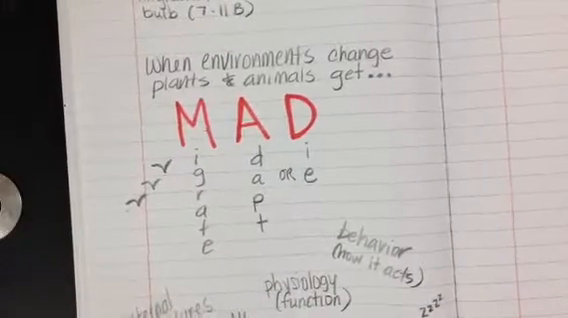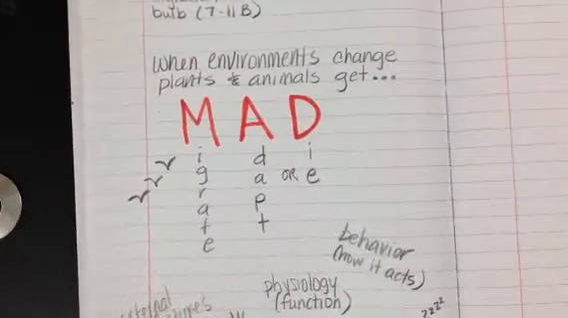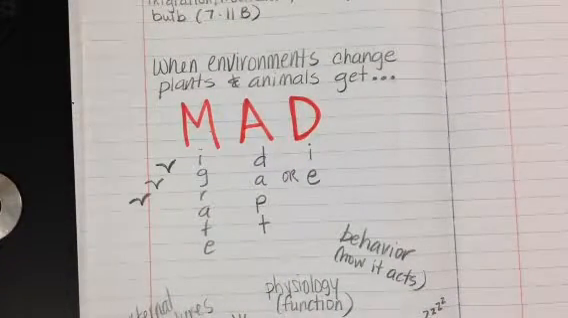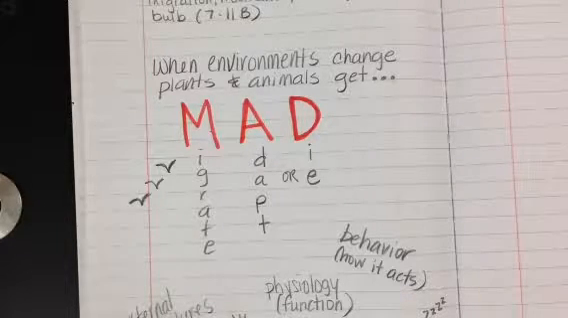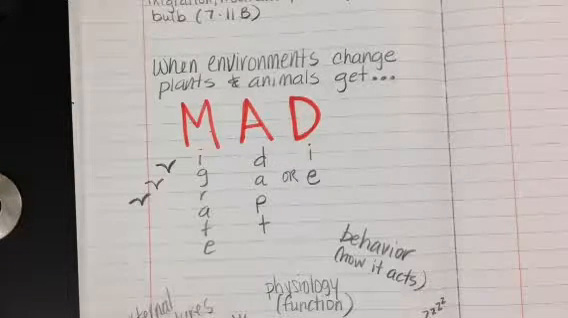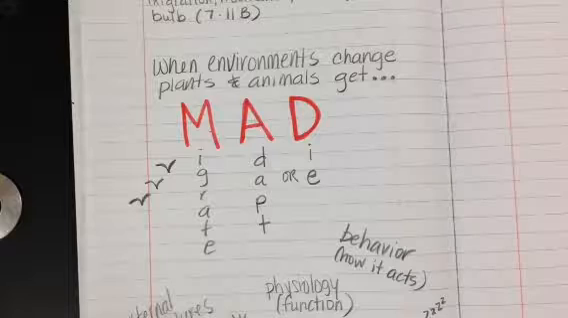Let's talk about physiology. That's a tough one. Okay? The word physiology is the study of internal and external functions of living things. So we're taking a look at what's going on inside of the animal. What are the biochemical things that are going on?